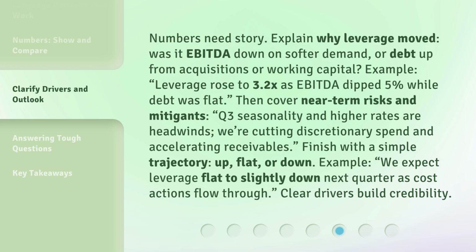Q3 seasonality and higher rates are headwinds. We're cutting discretionary spend and accelerating receivables. Finish with a simple trajectory, up, flat, or down. Example, we expect leverage flat to slightly down next quarter as cost actions flow through. Clear drivers build credibility.